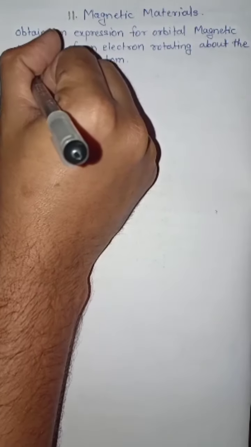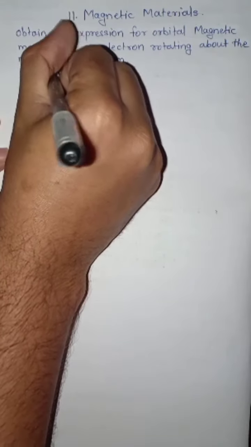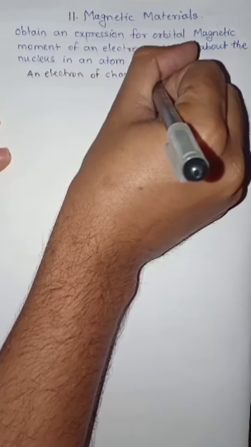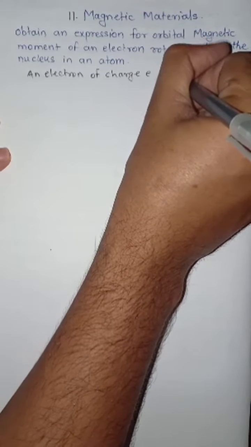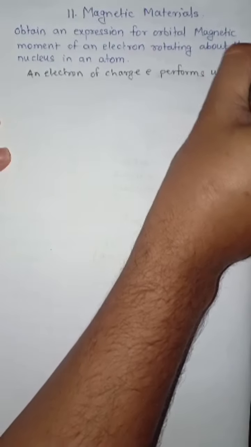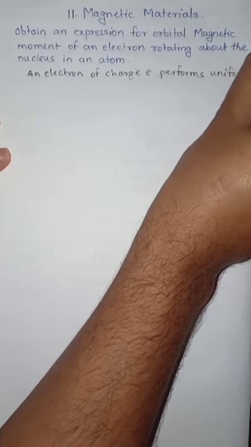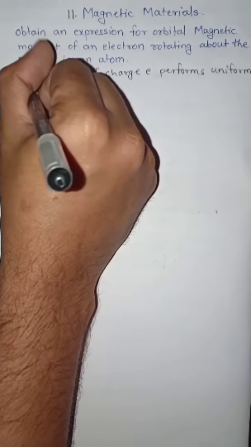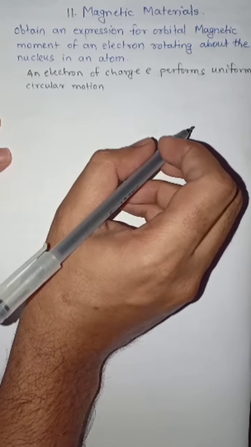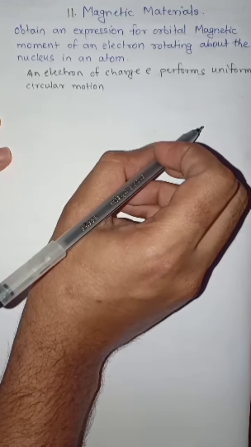An electron of charge e performs uniform circular motion. You already know what we mean by uniform circular motion: the motion of an object around the circumference of a circle with constant speed is called uniform circular motion.